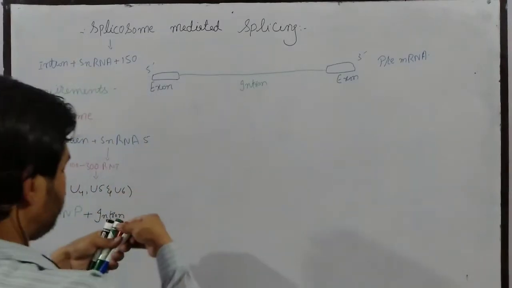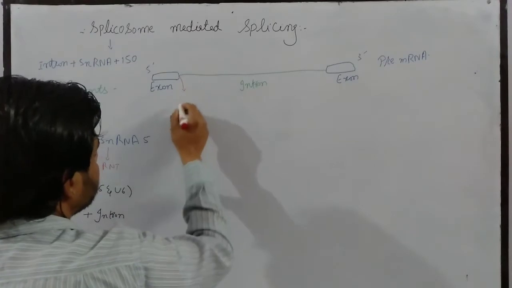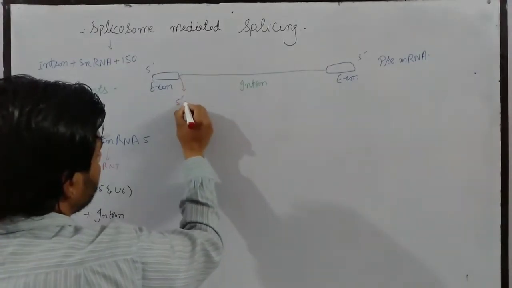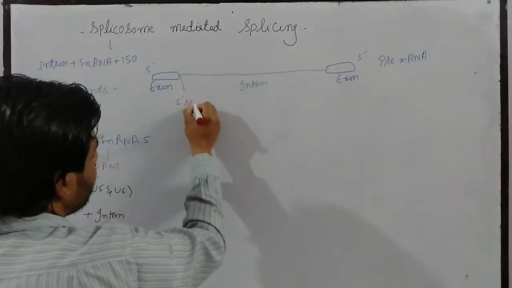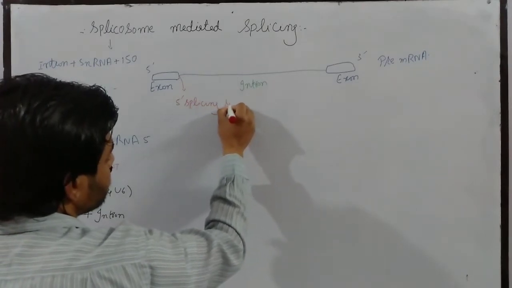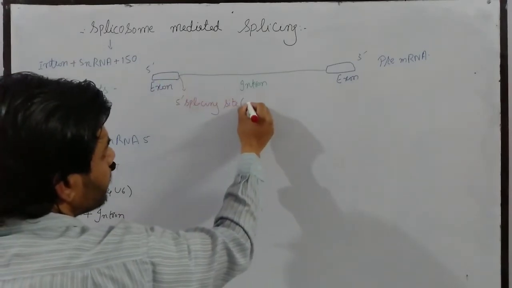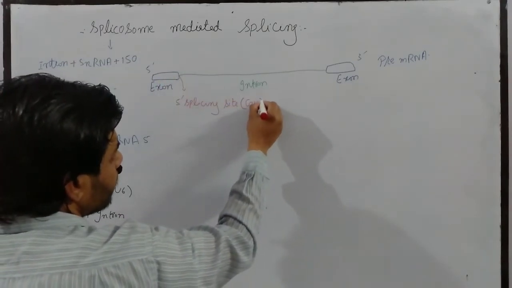So let me write. Between them we call it the 5' splicing site, where we have the GU region.